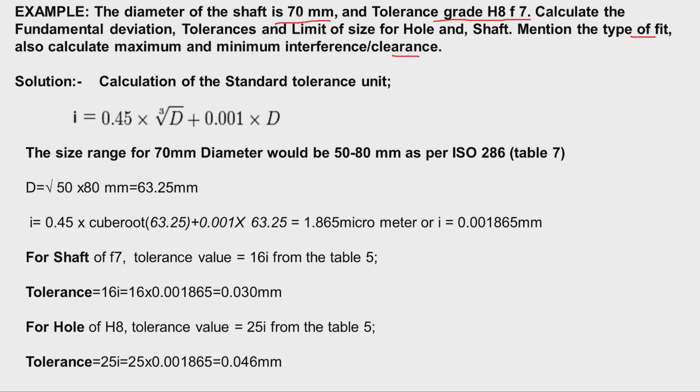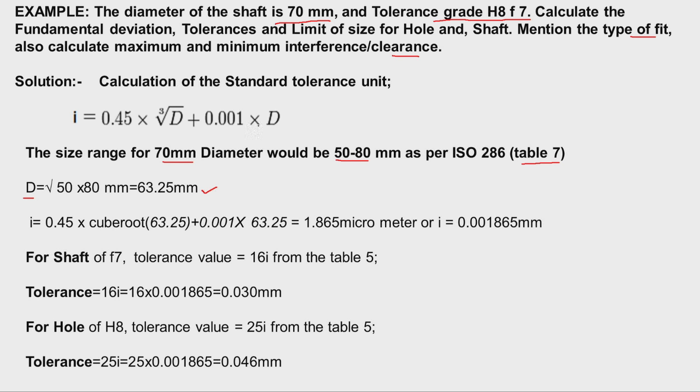That means we know that the basic size is 70 millimeter, and we have to see in what step it falls, which we can do using table 7. The 70 mm falls in the range of 50 to 80. So now we can find the mean D, that is square root of 50 times 80. So this will be equal to 63.25 millimeter. This is the value of mean diameter.